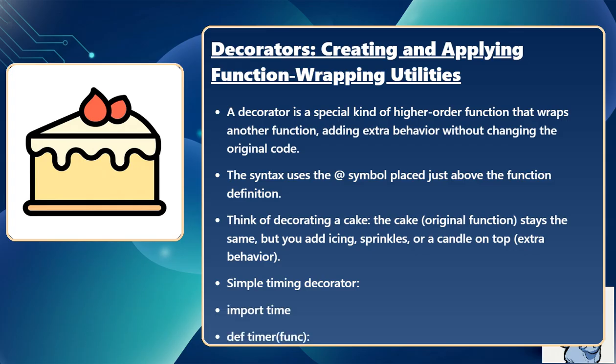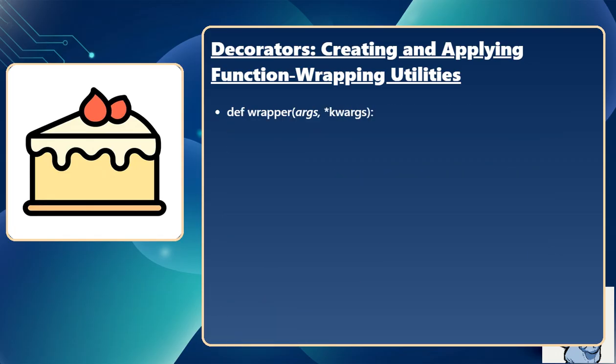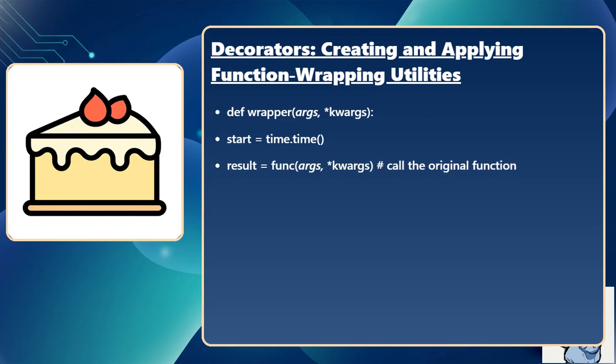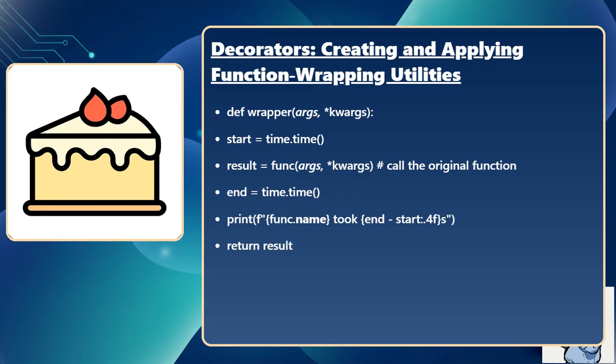Import time. Define timer(func): define wrapper(*args, **kwargs): start = time.time(). result = func(*args, **kwargs), which calls the original function. end = time.time(). Print f"{func.__name__} took {end - start:.4f}s". Return result.